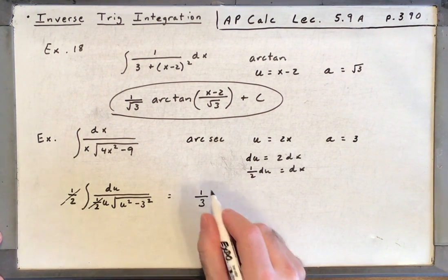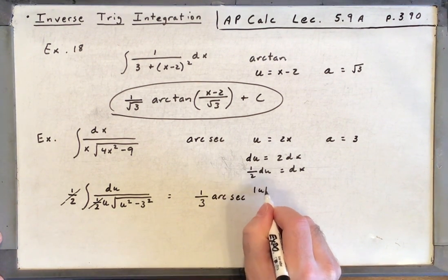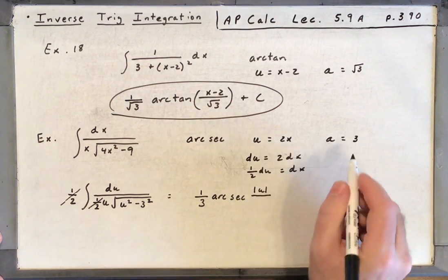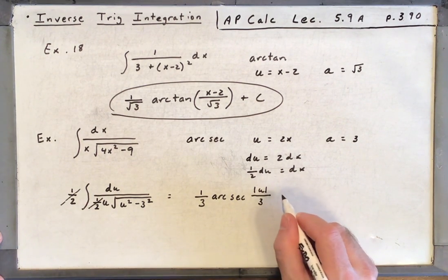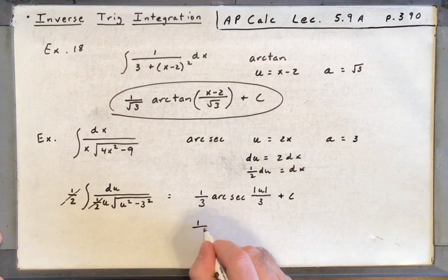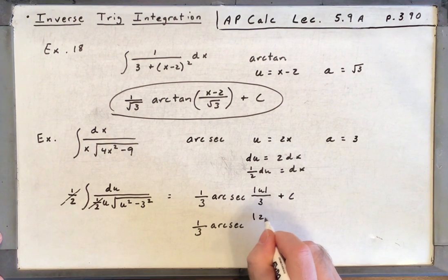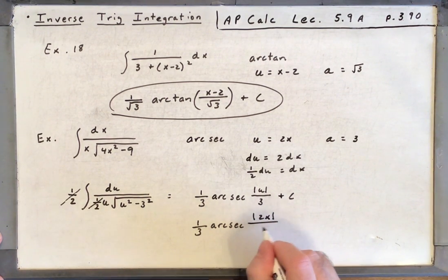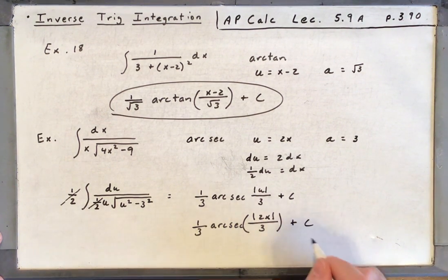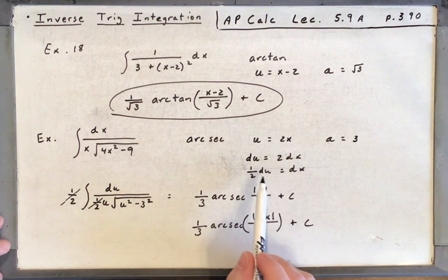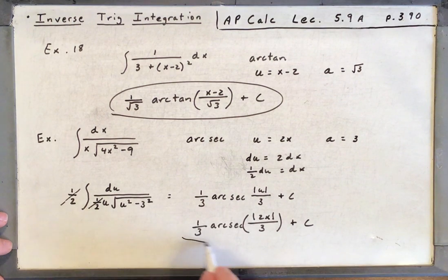And arcsecant, the absolute value of u over a, plus c. So finally that's 1/3 arcsecant absolute value of 2x over 3 plus c. Okay, so we were fortuitous this time because the half out front and the half canceled. That might not always be the case.